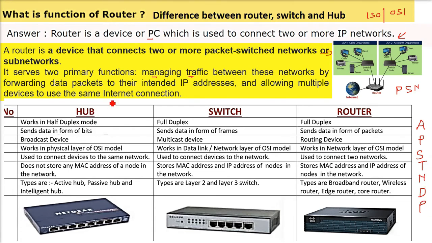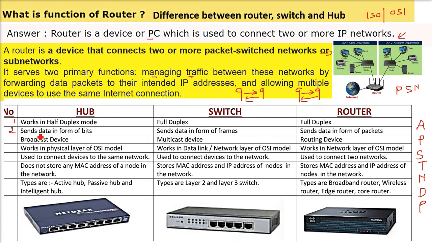Now let us come to hub. Hub works in half duplex mode. Now you see here, I showed you the hub; the switch works in full duplex. Router also works in full duplex. What does it mean? When two parties are talking, they are talking together at the same time. That is full duplex. Half duplex means two parties are talking one at a time. When one is talking, the other will not be able to talk. That is hub. This is the first difference.